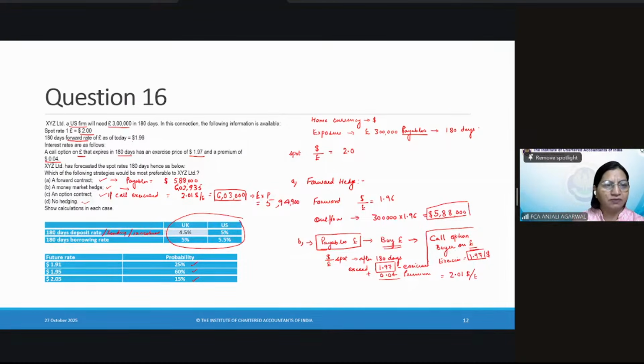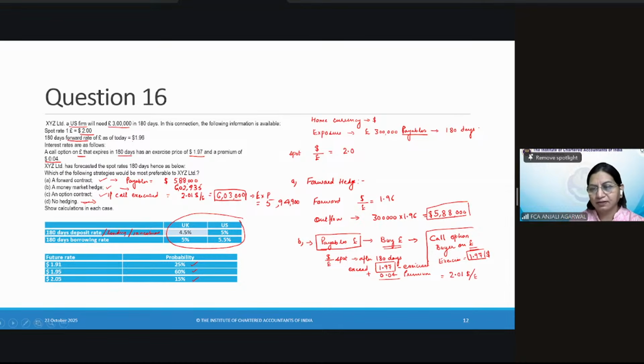Now, let's see, there is one more option here, no hedging. Whenever there is no hedging, that means you have not taken a forward contract, you have not gone to a money market hedge, and neither are you using an option contract. So when you are not hedging, you simply use the expected rate which will be there after 180 days. That might generally be given in the question. However, here we are not given the rate. We are given three possible scenarios.